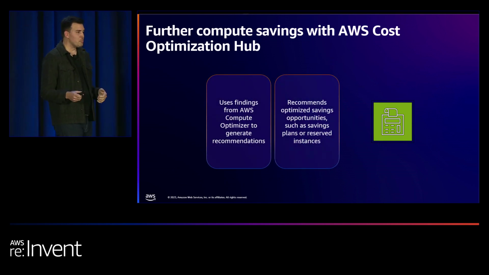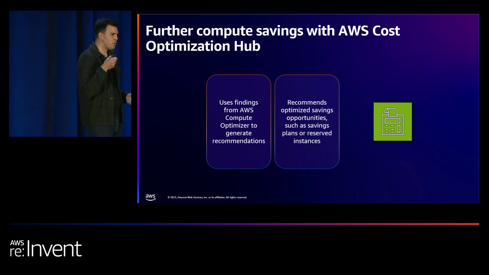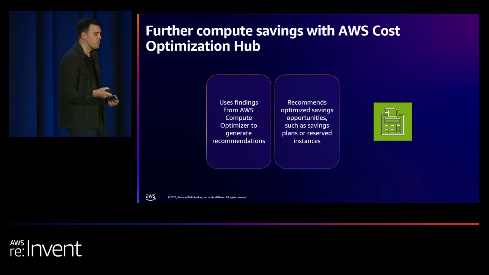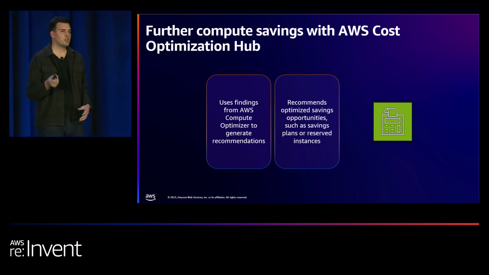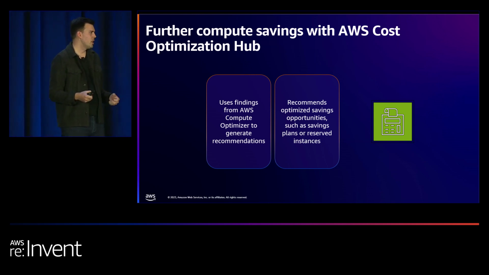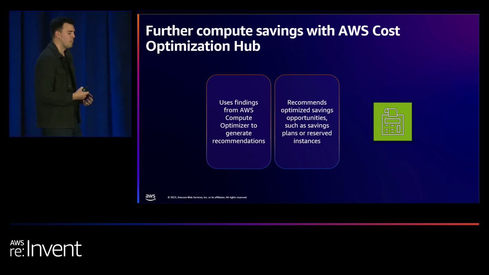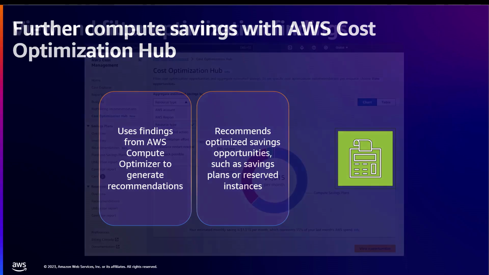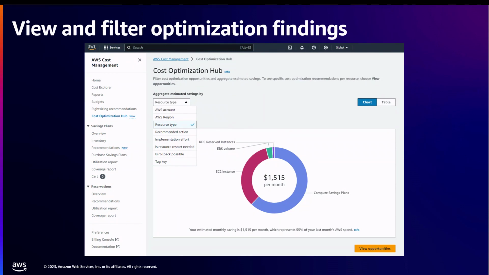Cost Optimization Hub is new as of re:Invent this year. It was announced just yesterday. Cost Optimization Hub takes the findings from Compute Optimizer, and it gives you further guidance around savings plans or reserved instances, or further insight on how you can better optimize your compute resources instead of just changing instance types. So it uses Compute Optimizer under the hood, but it can give you more billing-specific recommendations. Now, this is something that you might see when it comes to setting up Cost Optimization Hub and some of the findings that you might view.